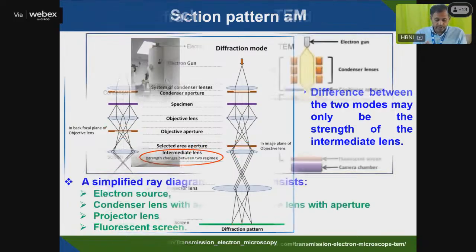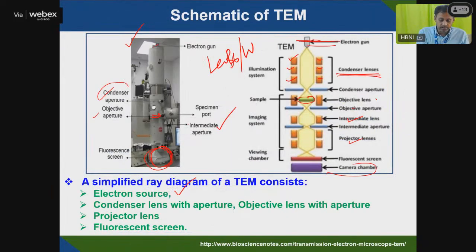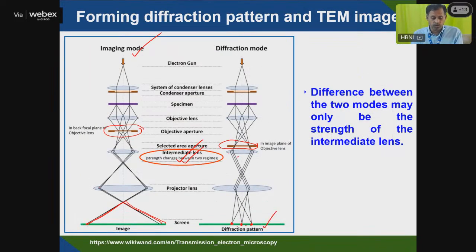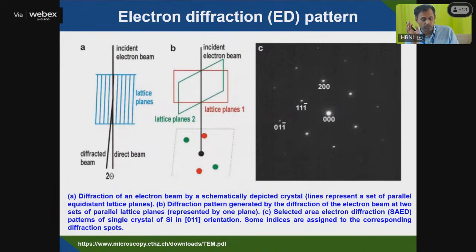So you have an aperture here, the intermediate aperture. By putting in those diffraction apertures, you can control the electron beam in such a way that it will go to the diffraction mode or to the imaging mode. Okay, those are the two things we see.